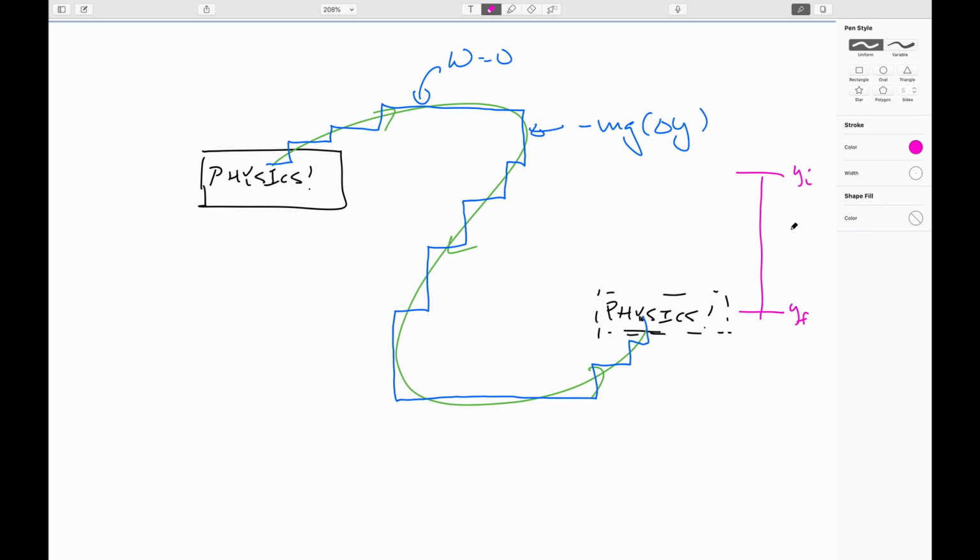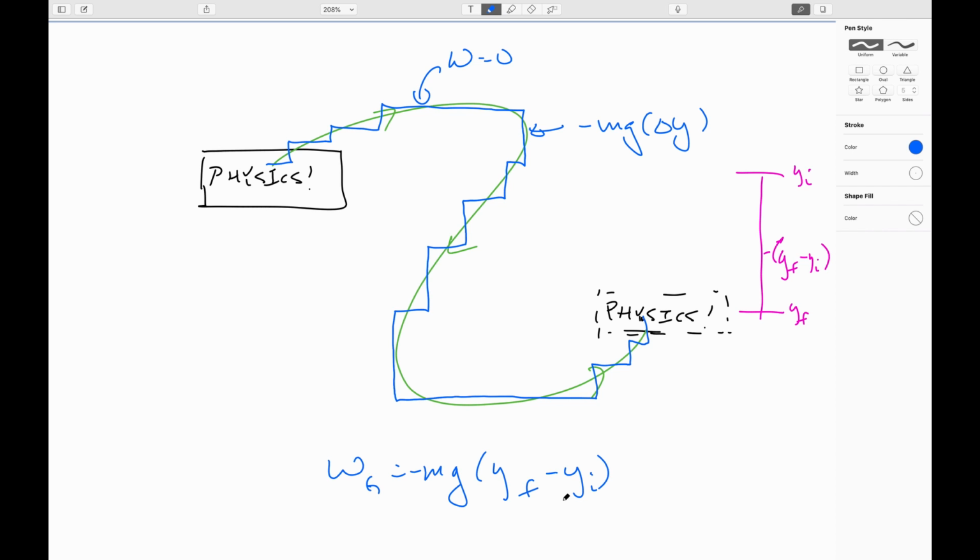So you guessed it, this bit right here. What we'll be left with is just this bit right here, y final minus y initial. And so then you'll get that the work done along that zigzaggy path has to be equal to minus mg times (y final minus y initial), just like before.